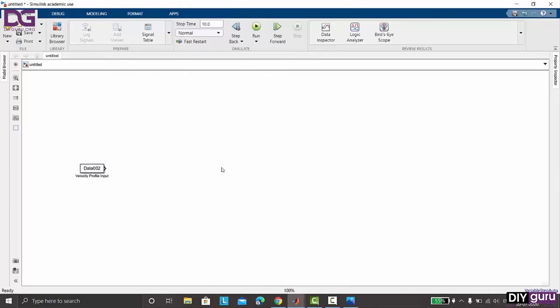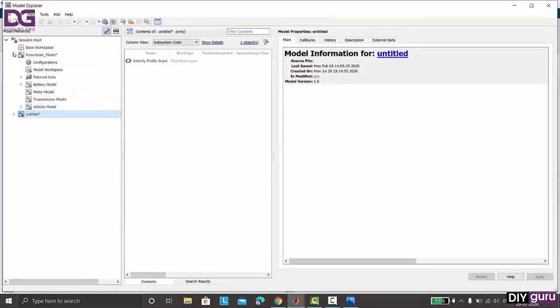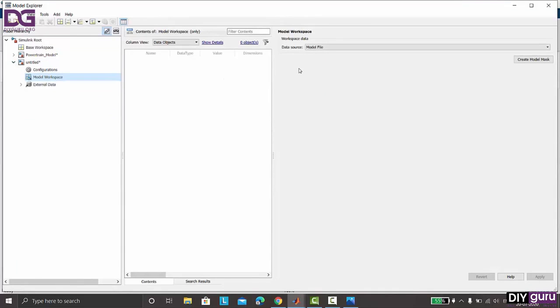Before modeling the other blocks, let's install the model parameters. Go to Untitled Model Workspace, in Data Source select MATLAB code. Here we will save our vehicle parameters, and it will be easy for us to change them and run according to our needs. First will be the radius of the vehicle, that is 0.254 in meters.